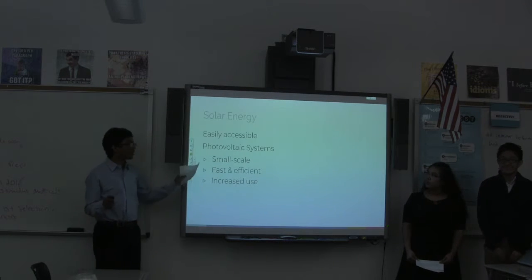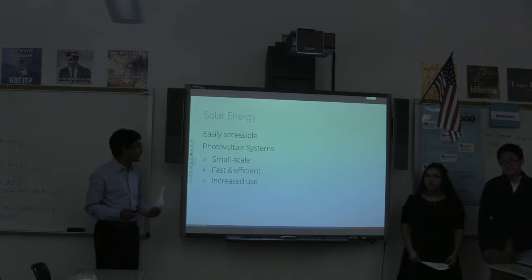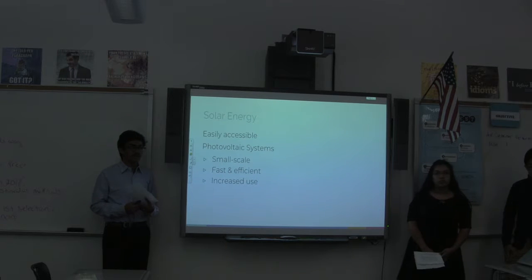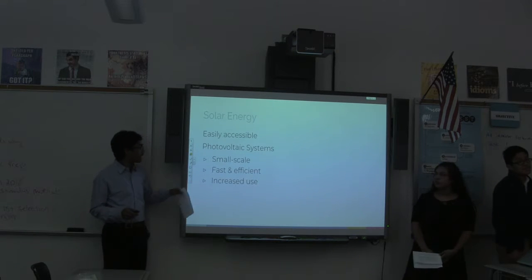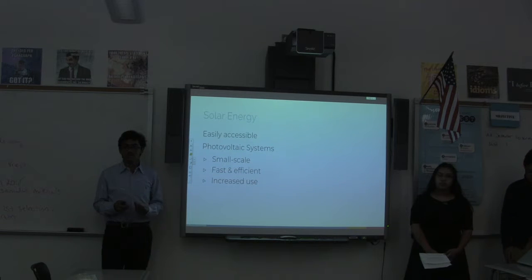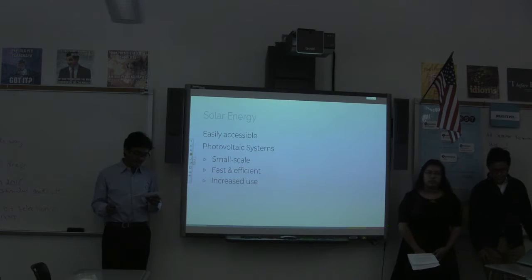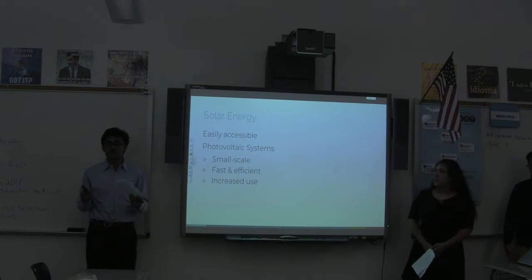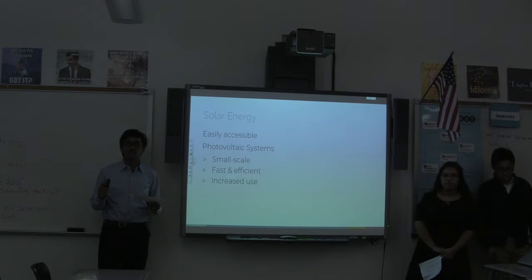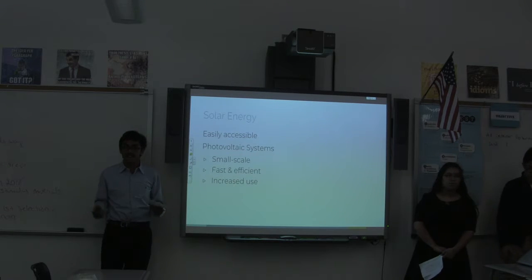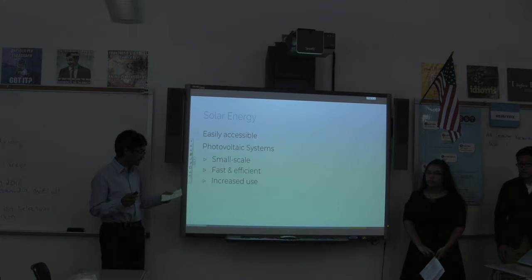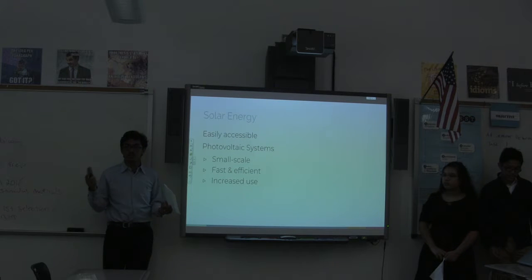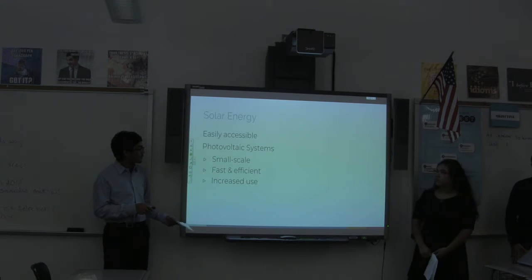Solar energy. So photovoltaic systems are easily accessible and are usually used on a small scale, like houses and factories. It's fast and efficient because the surface of the Earth receives 120,000 terawatts of solar radiation. To put that in perspective, that's 20,000 more than what we need to power the entire Earth. Photovoltaic systems are the quickest and most efficient forms of renewable energy because they're able to directly transform solar radiation into energy for use.